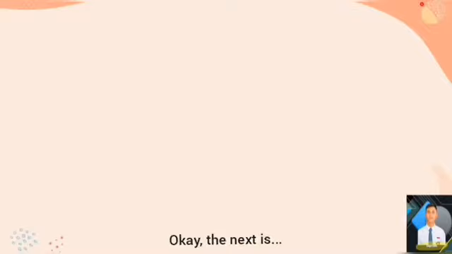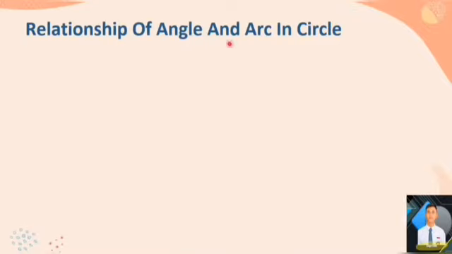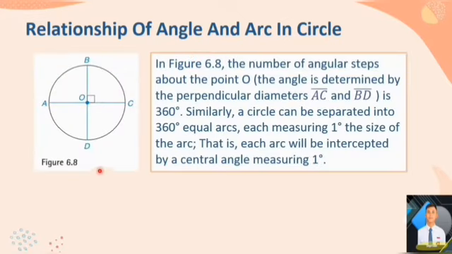Next is the relationship of angle and arc in a circle, in figure 6.8. In figure 6.8, the number of degrees in the angle about point O, determined by the perpendicular diameters AC and AD, is 360 degrees. Similarly, a circle can be separated into 360 equal arcs, each measuring 1 degree. That is, each arc will be intercepted by a central angle measuring 1 degree.